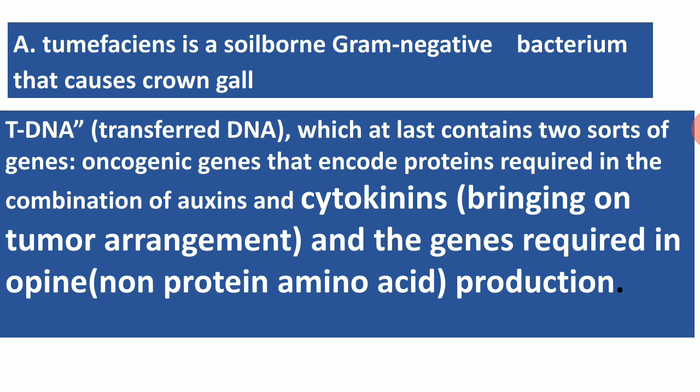Now these are some materials regarding Agrobacterium tumefaciens. Agrobacterium tumefaciens is a gram-negative bacterium that causes crown gall. The T-DNA, transferred DNA, contains at least two sorts of genes. One is the oncogenic genes, which are tumor causing, that encode proteins required for the production of auxin and cytokinins, and the other genes are required for opine. Opine is a non-protein amino acid product. So both genes are present on the T-DNA.